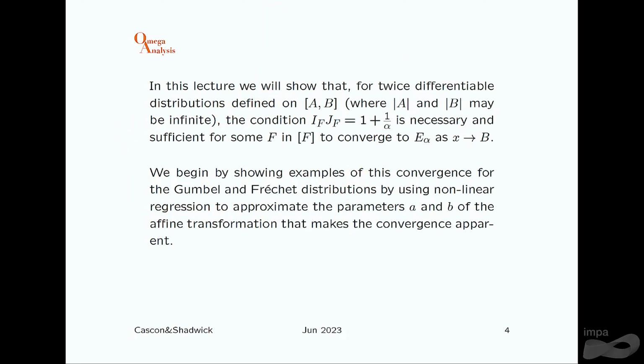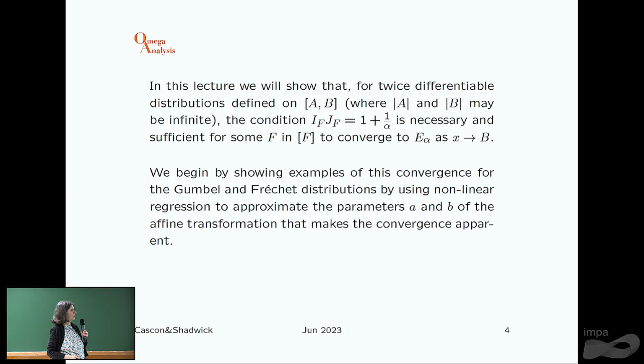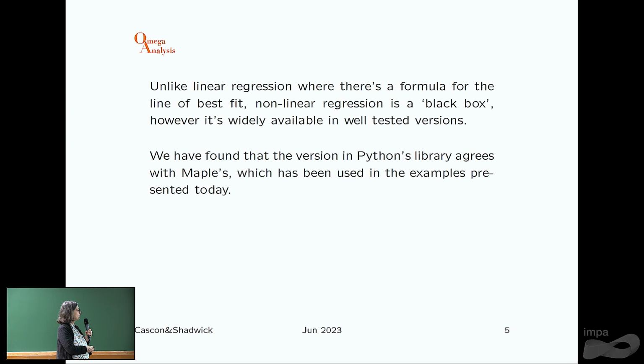And I'm going to start by showing some examples of the convergence in some concrete cases by using nonlinear regression. Nonlinear regression is not as standard as linear regression. You have a simple form, but there's lots of implementation. We look at the Maple implementation, because for historical reasons it is the software we're more acquainted with, and some Python implementations, and we found that the results are coherent.